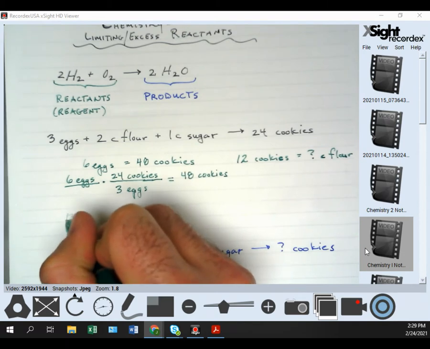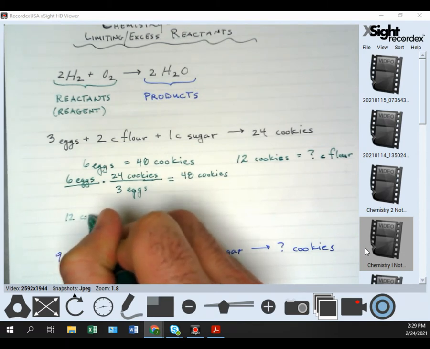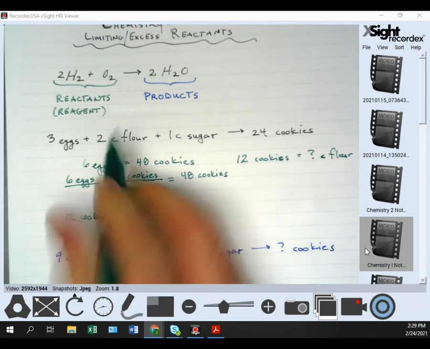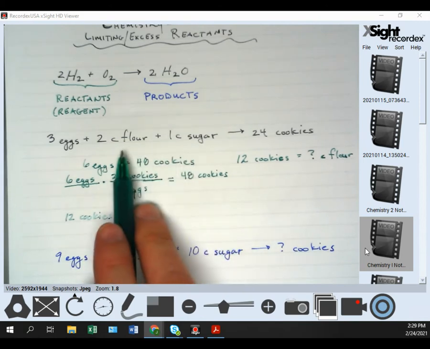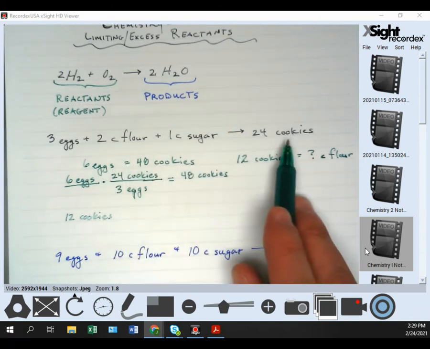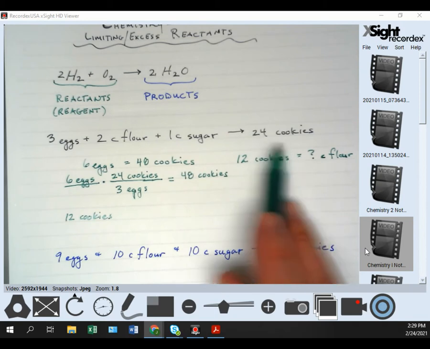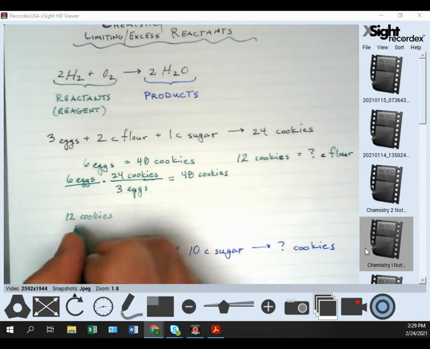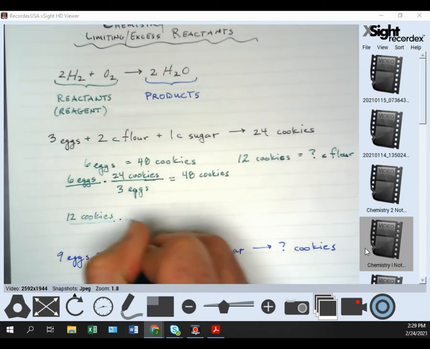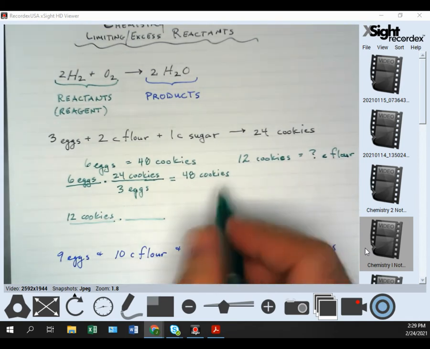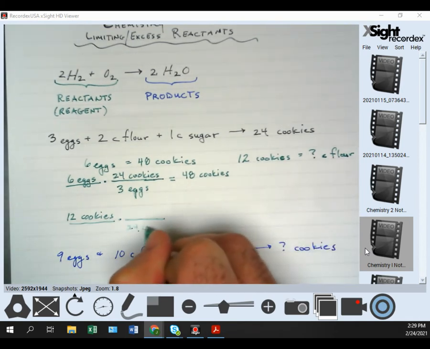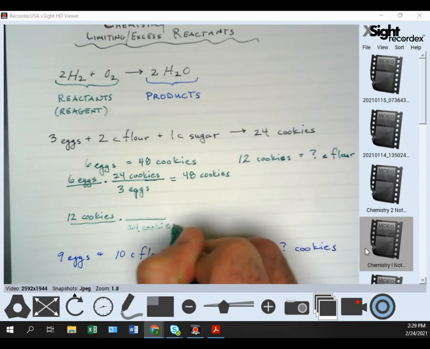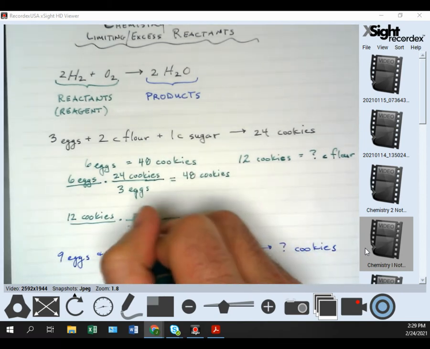Why 1? Yeah, good. 2 cups of flour get 24 cookies. So if you want to do half of that, you divide that in half, right? Well, look here, you can do the same thing. We know that it's 24 cookies, and for that we would need 2 cups of flour.